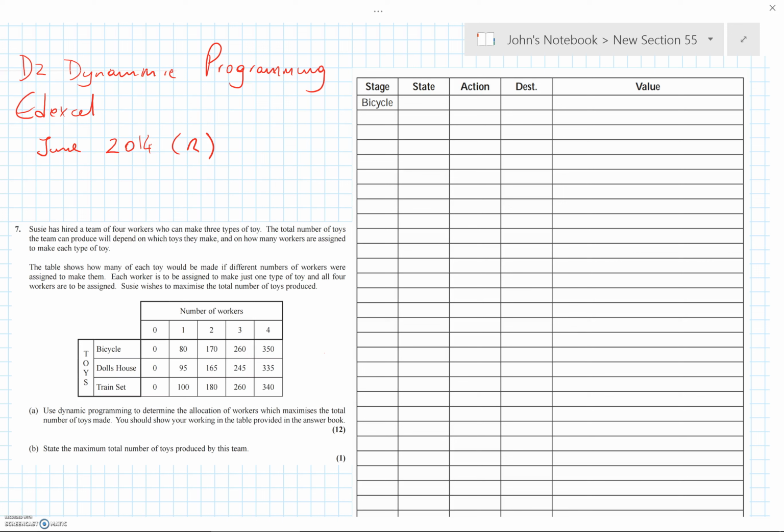Before we start the problem, one of the things I always say about dynamic programming that's important to consider is the fact that we're working backwards. Now, what does backwards mean here? Well, it's hard to say. We could equally go in any direction and say it's backwards with this particular problem, and the examiner is well aware of this, and that's why they've told us to consider bicycle first and to do it in that order. So bicycle is last, if you like, the last one to work with, or doll's house or train set. We really shouldn't worry about that too much.